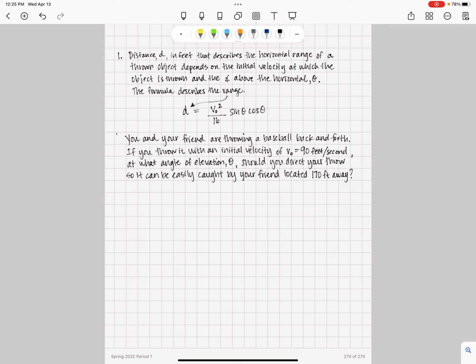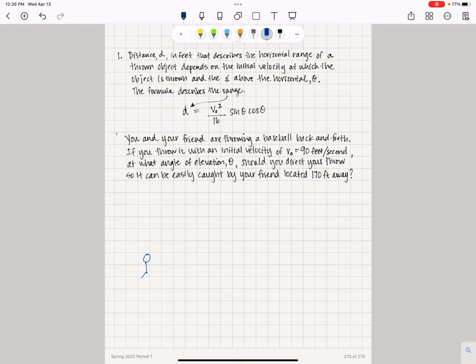Okay, in this calculator problem, it's going to ask us to find some angles at which a ball can be thrown to make it a certain distance. So here it says distance D. That's going to be this value right here, in feet, and it describes the horizontal range, the horizontal distance of a thrown object. It depends on the initial velocity at which the object is thrown and the angle above the horizontal.